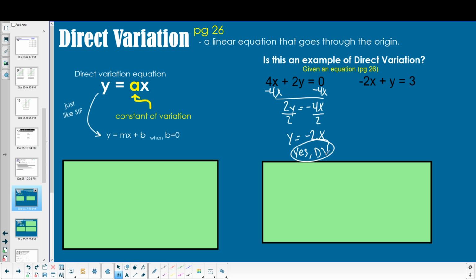I'm going to go ahead and write yes, direct variation. And for bonus, I don't remember if I asked for this on the problem, but it says to state the constant of variation if so. So we'll say that a is equal to negative 2. Okay, great. Now let's come over to the next one.